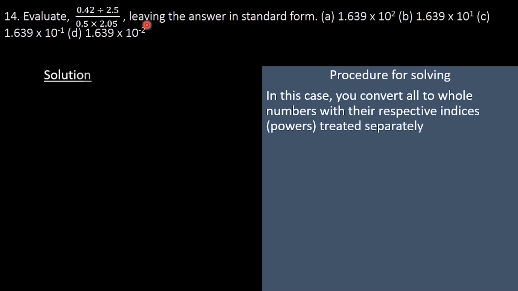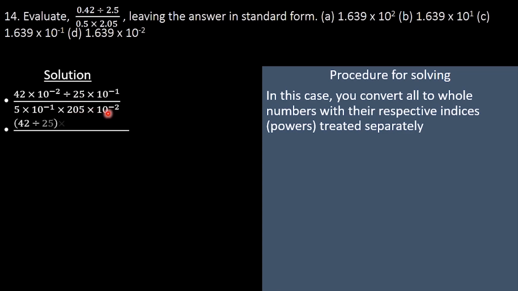Here is the solution. 42 multiplied by 10 raised to power minus 2 divided by 25 multiplied by 10 raised to power minus 1 over 5 multiplied by 10 raised to power minus 1 multiplied by 205 multiplied by 10 raised to power minus 2. Now you have 42 divided by 25 multiplied by 10 raised to power minus 2 divided by 10 raised to power minus 1 over 5 multiplied by 205 multiplied by 10 raised to power minus 1 multiplied by 10 raised to power minus 2.